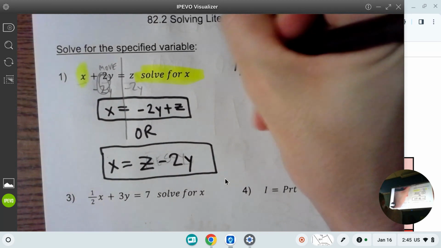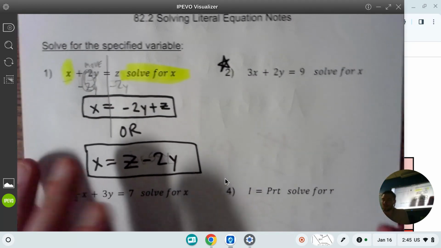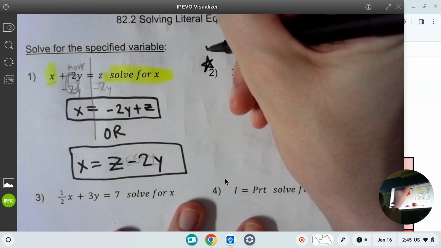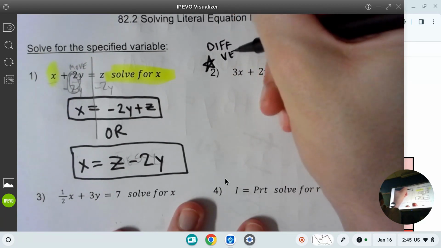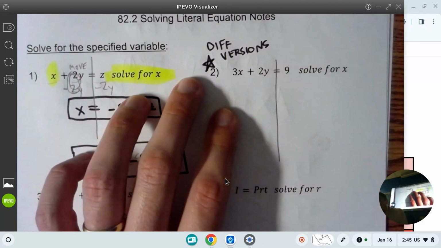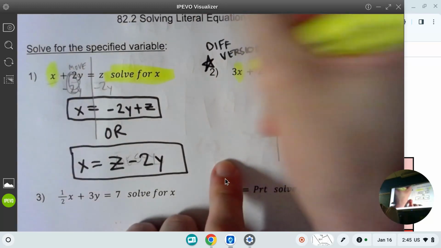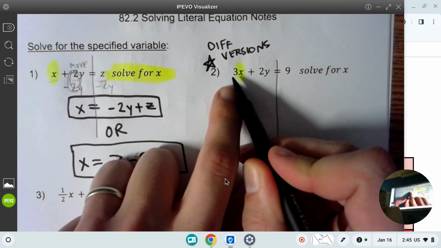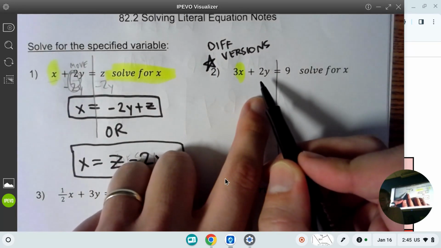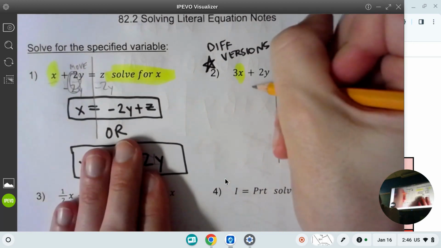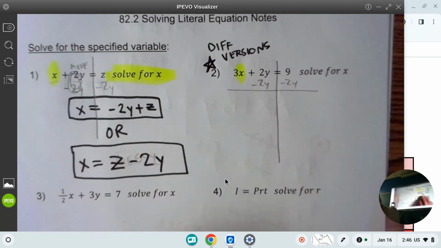All right. Question number 2 is really the last one that's got something interesting to it. Number 2 has, I'll just write diff versions here. Okay. Number 2 really has the two different versions that look the most different. All right. Solve for x. Where's the x? It's right here. It needs to be totally by itself. That means that we need to move the 3 and we need to move the 2y. Which one do we move first, the 3 or the 2y? It's got to be the 2y. Minus 2y, minus 2y.